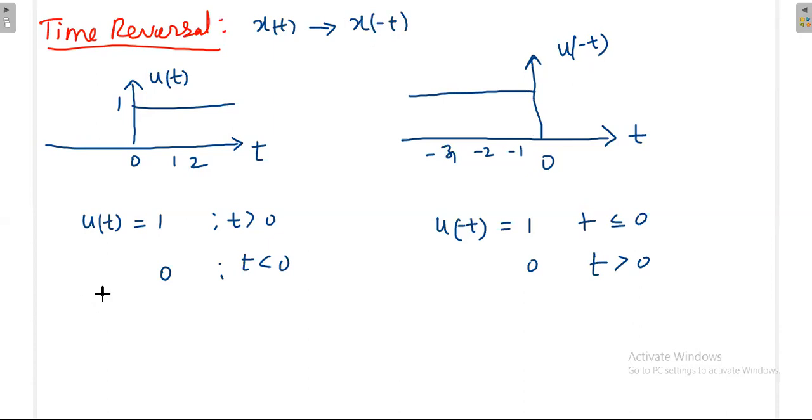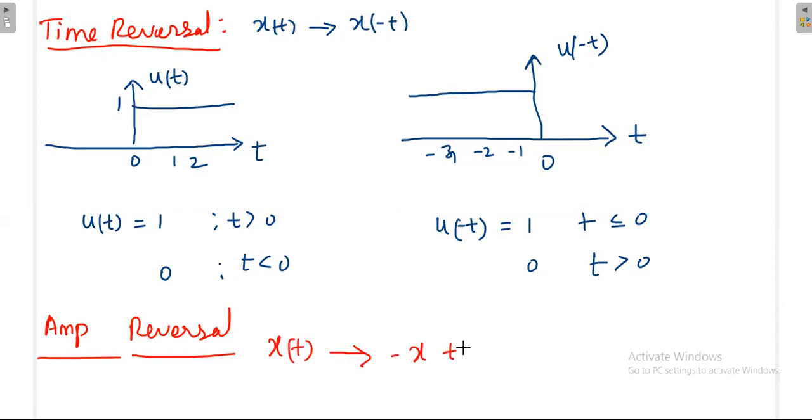Sometime we'll see the amplitude reversal also. Okay, for example, if it is a amplitude reversal, then what will happen? Say for example, if you are having x of t, then this will become minus x of t. That is called as amplitude reversal.